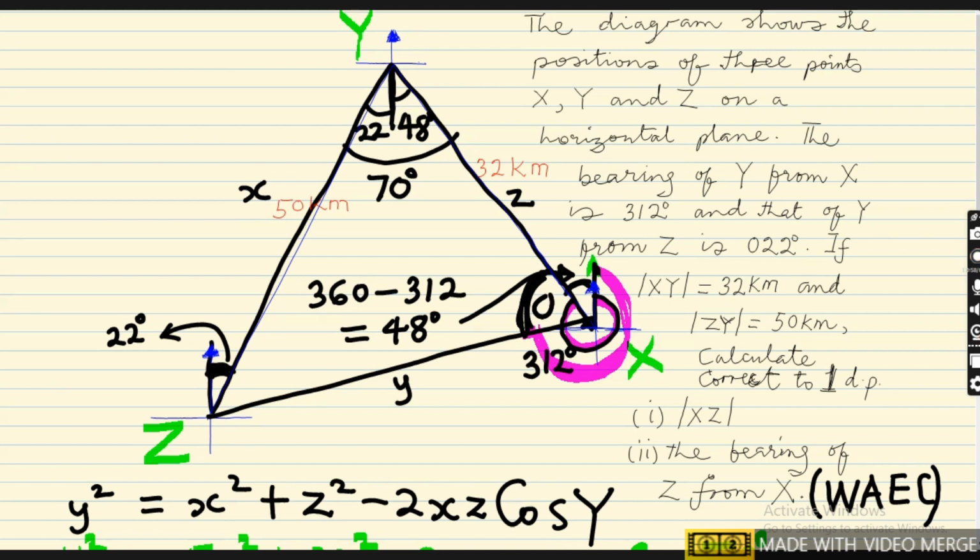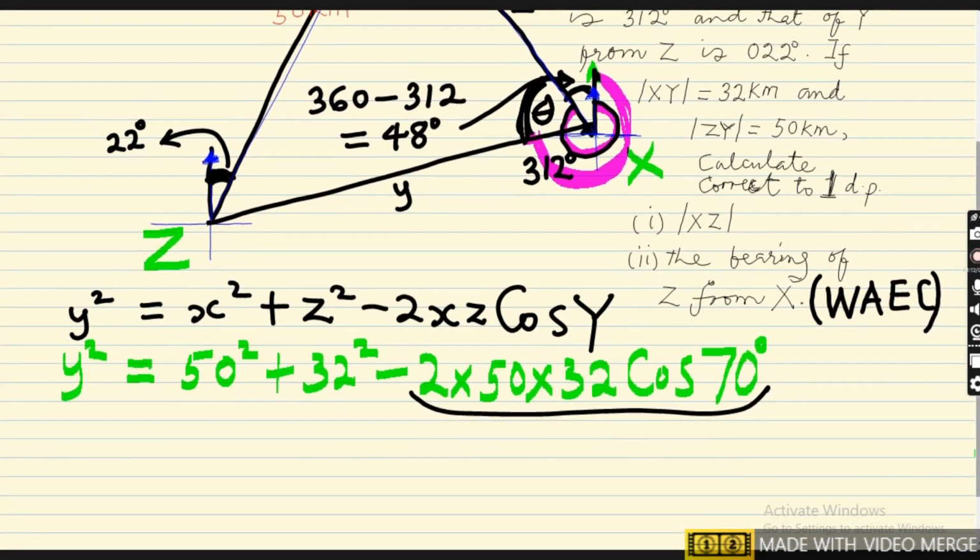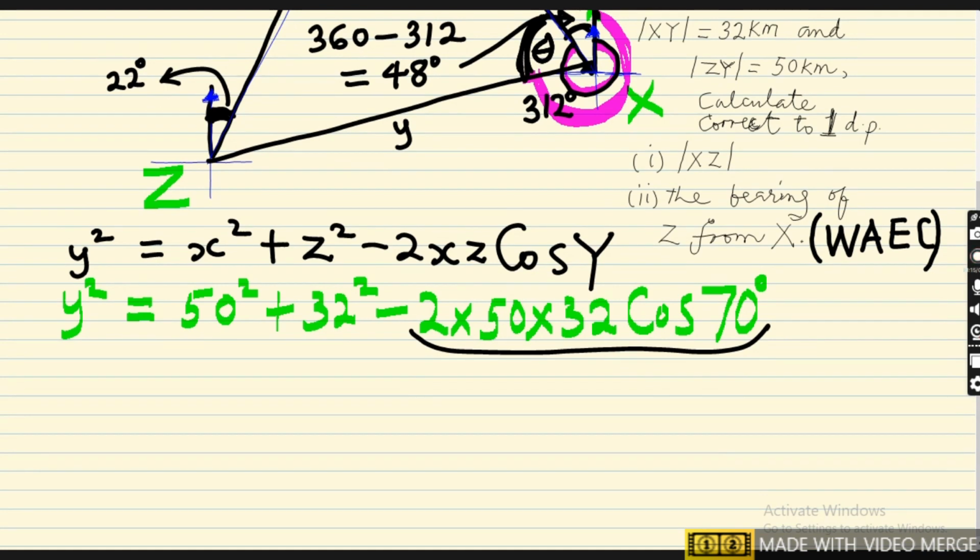if we can work this angle out, let me call it theta. If we can get the value of theta, then we'll be able to subtract that from 312 to get the required bearing. Okay, so getting that is pretty simple. Let's make our sine rule become handy here. Okay, we've used this before. Let me just continue down here.